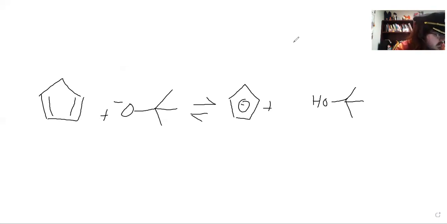Now, Cp positive is not likely to form at all. You're not going to be able to steal a bunch of electrons there. It's just not likely to form because it's higher energy. So it'd much rather keep the proton than gain energy to go to Cp plus.